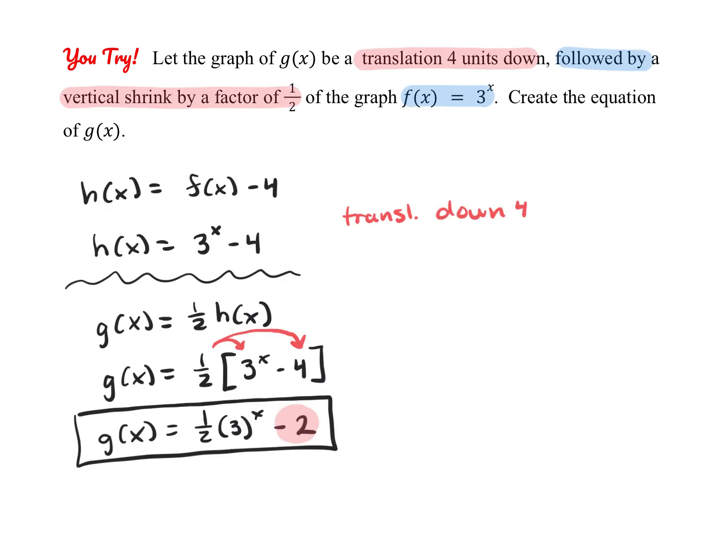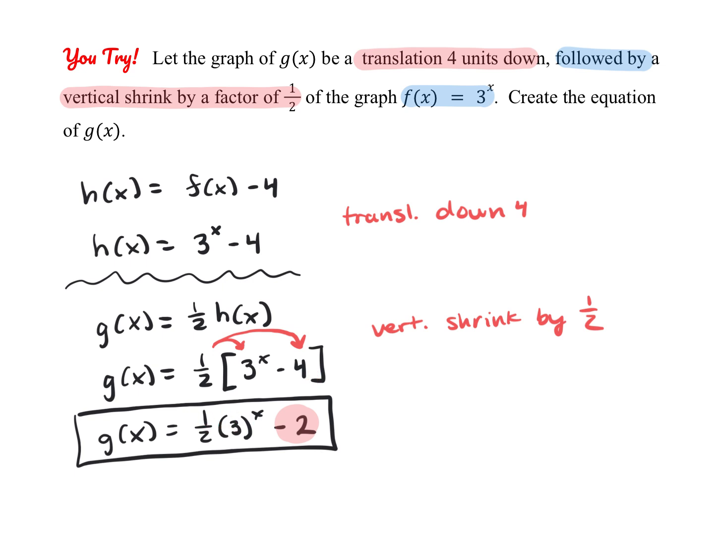All right, go ahead and check your work here. So first, you take f of x and you subtract 4 from the entire function to do your translation down 4. And then for your vertical shrink by a factor of 1/2, you multiply the entire function by 1/2, which means the 3 to the power of x and the negative 4.